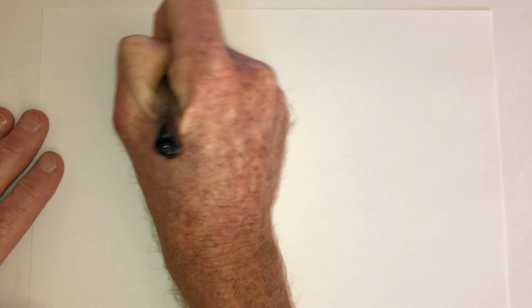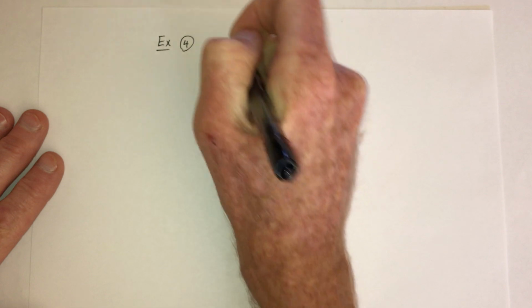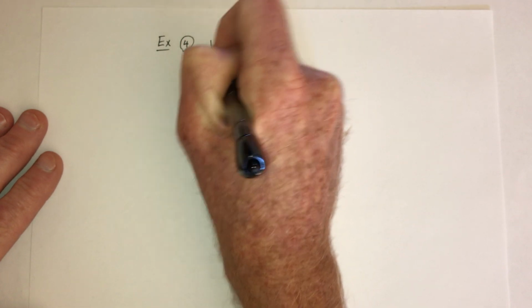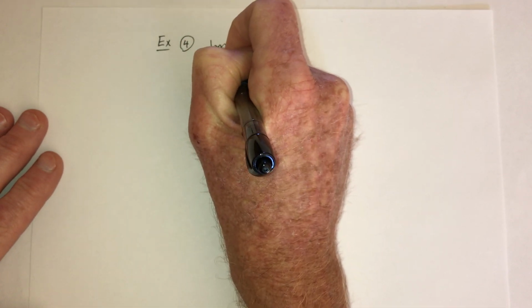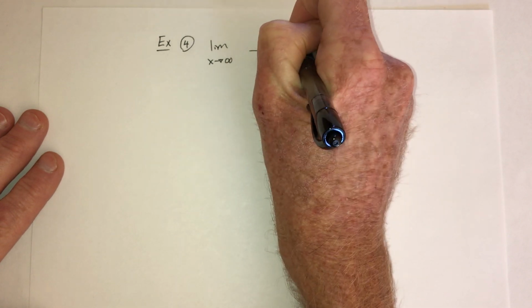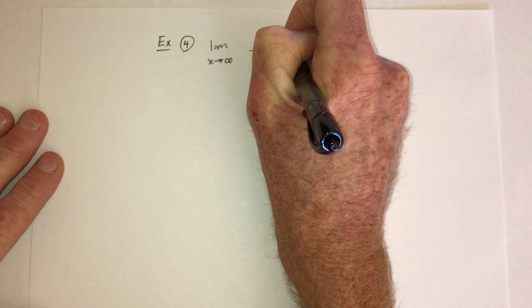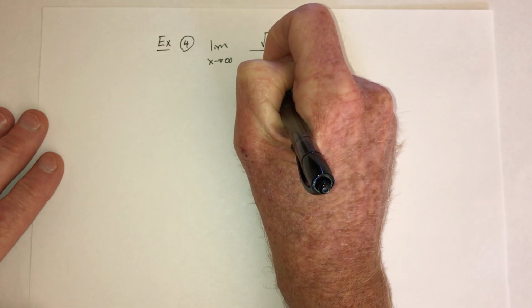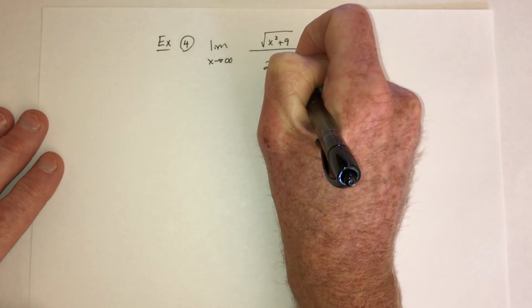Now, let's do another one like that that is just a little more challenging. I mean fun. Example number 4. So what is the limit as x approaches infinity if on top it is the square root of x squared plus 9 divided by 2x plus 8?